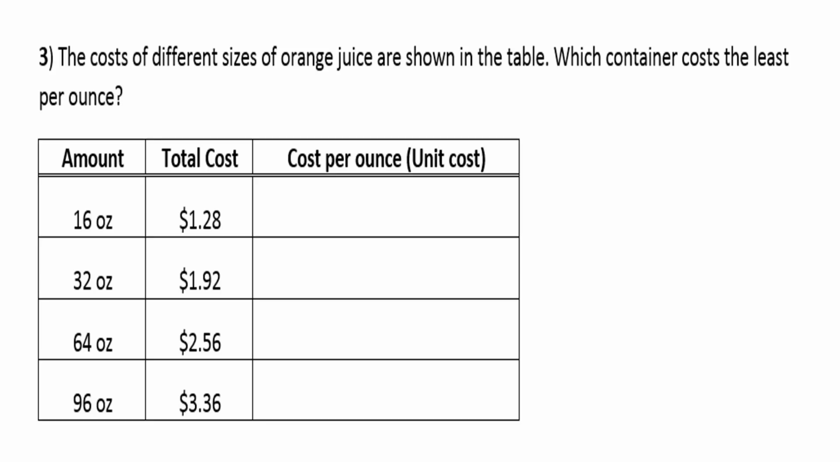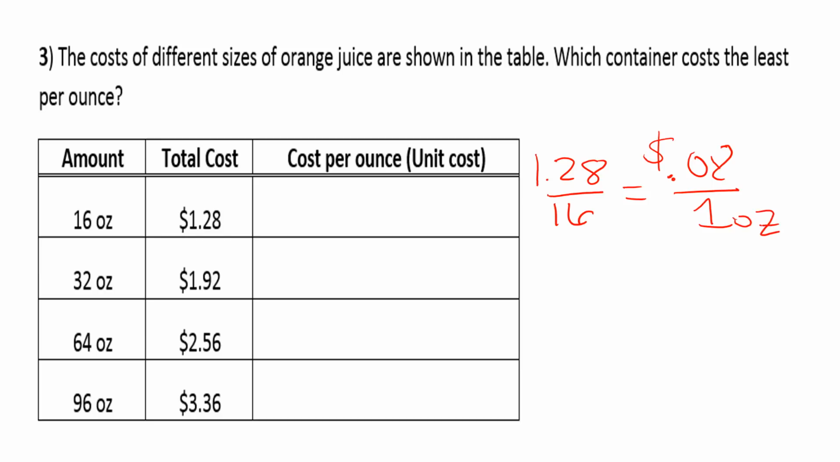The costs of different sizes of orange juice are shown in the table. Which container costs the least per ounce? So what we're going to do is take our total cost and divide it by our ounces. So the first one is going to be 128 divided by 16. When you put that into your calculator, you are going to get 0.08 divided by 1. So that means that it is 8 cents per ounce. That's how much this particular juice costs.